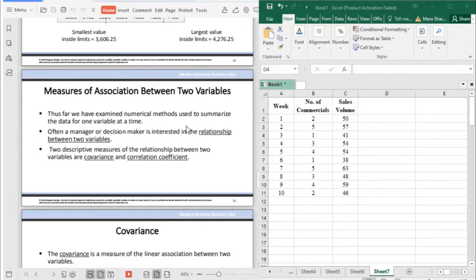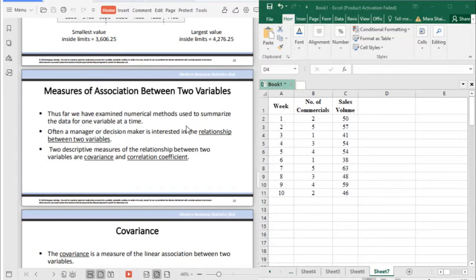Oftentimes a manager or decision maker is interested in the relationship between two variables. So in this part, I will present to you the covariance and correlation as descriptive measures of the relationship between two variables. So again, what we'll be using is through determining the covariance and correlation coefficient.